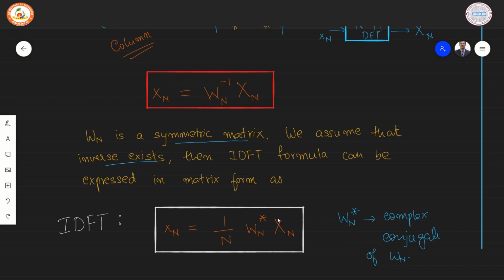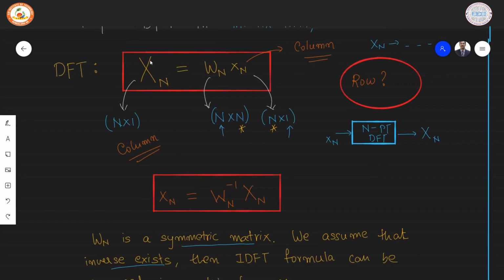Let us now multiply it with capital X of n, which is the frequency domain representation of the sequence. And this yields the time domain representation called x of n. So this particular expression is called the IDFT expression. Once again, the equation for DFT is capital X of n equals W of n, which is n cross n, multiplied with x of n, which is a column with n elements in it. So the number of rows is n, the number of columns is 1.